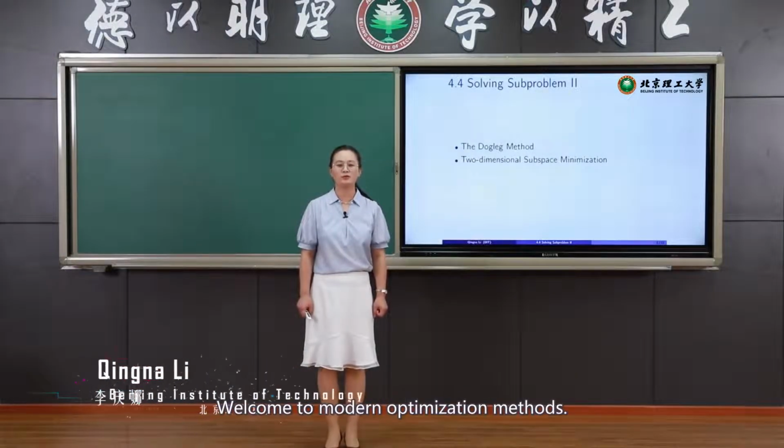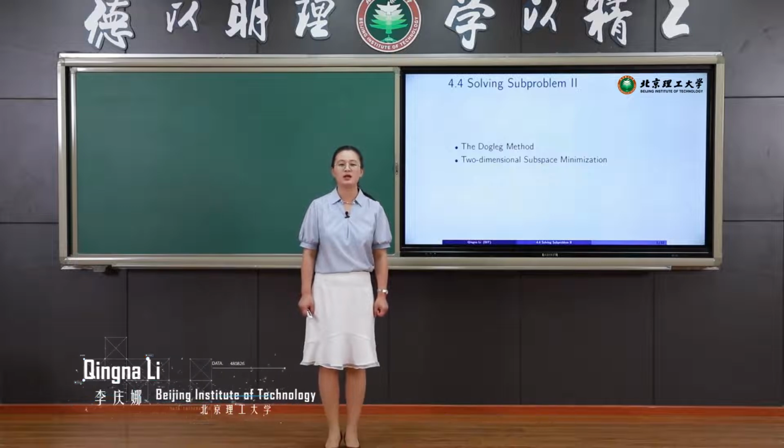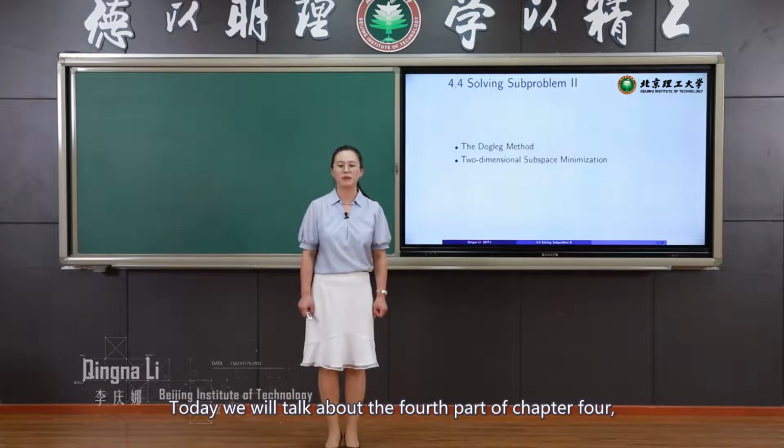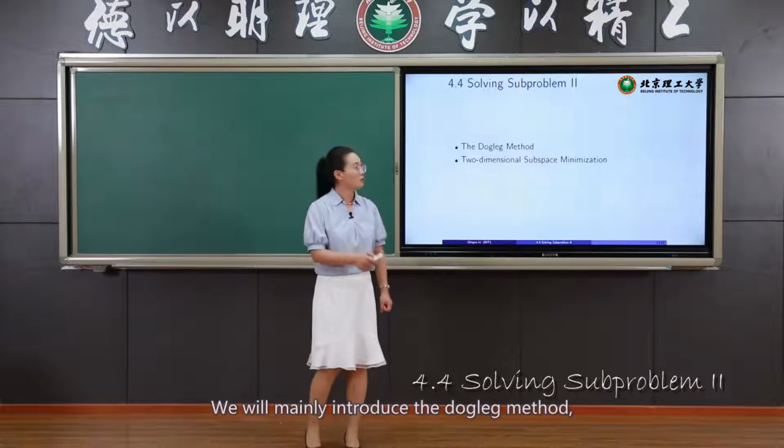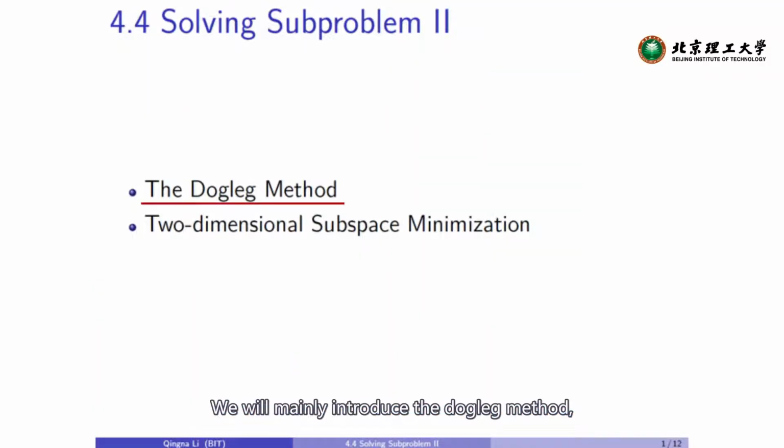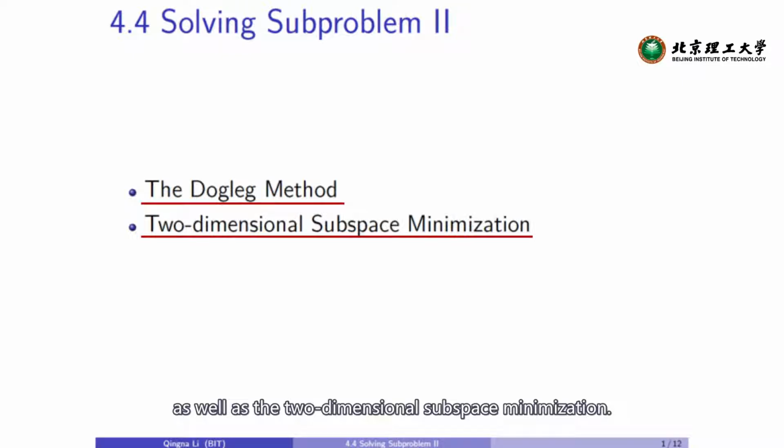Hi, welcome to Modern Optimization Methods. Today we will talk about the fourth part of Chapter 4, how we solve the subproblem. We will mainly introduce the dogleg method as well as the two-dimensional subspace minimization.